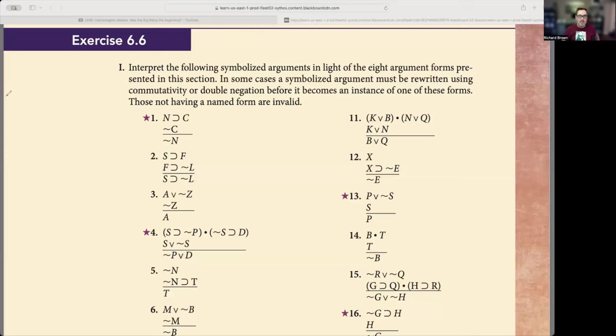And the reason it's important is going to be because some of these examples down here, like for example, if you look at number 13, number 13 says the first premise is P wedge S, and the second premise is tilde S right there.